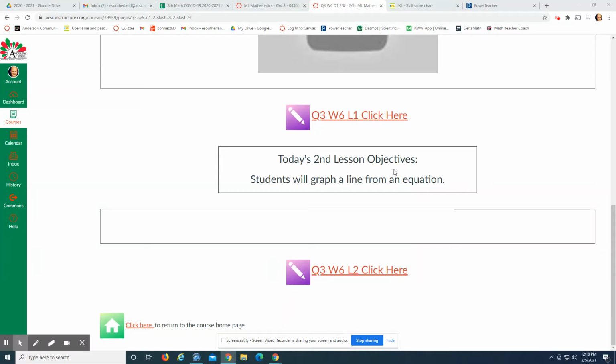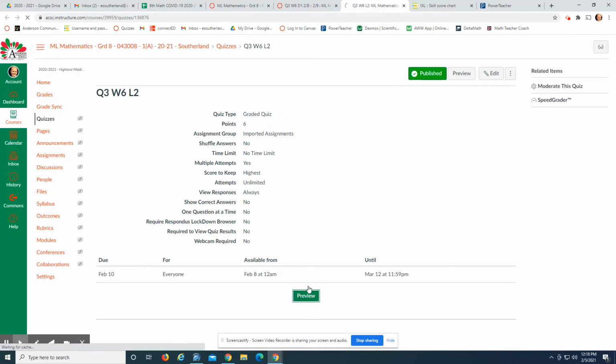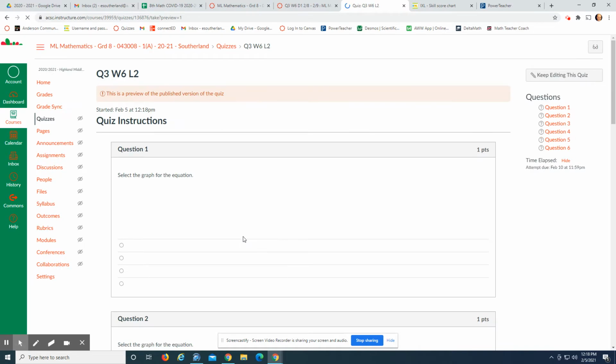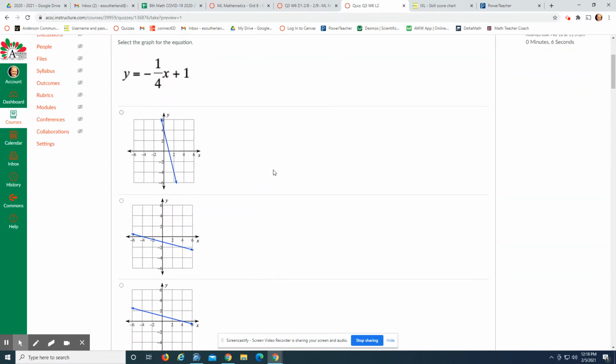For today's second part of the assignment, you're going to click on the link Q3W6L2. The goal is students will graph a line from an equation. And so this will be multiple choice. There's 6 questions, and I'm going to do 2 of them for you. So the first thing is you're just going to match which graph it starts with.